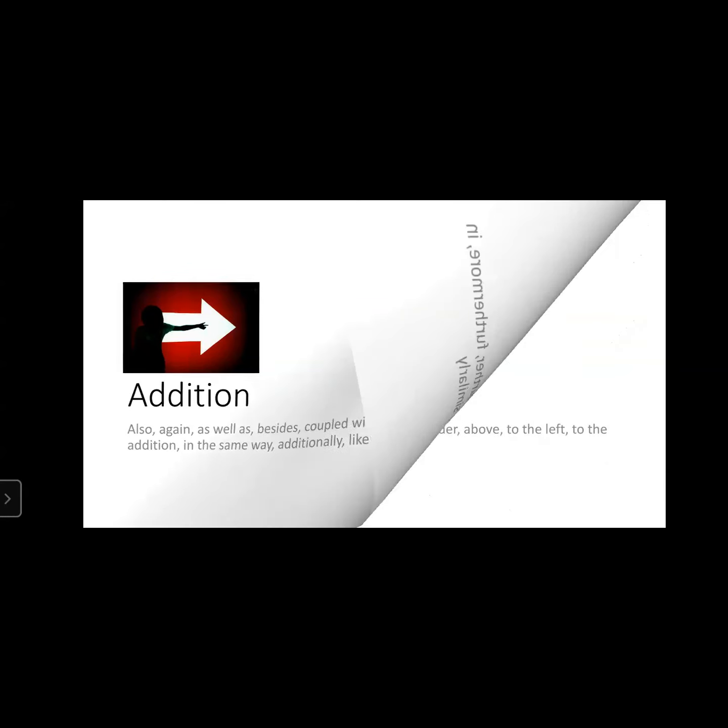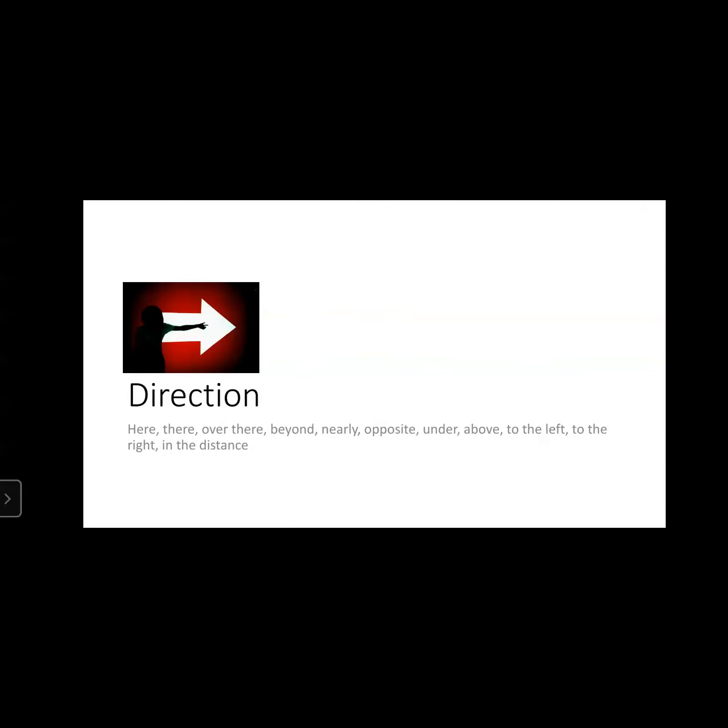Let's look at another kind of transition called direction. You want to give them a direction in your presentation. If you're doing spatial or pattern of speeches, you can say here, there, over there, beyond, nearly, opposite, under, above, to the left, to the right, in the distance.